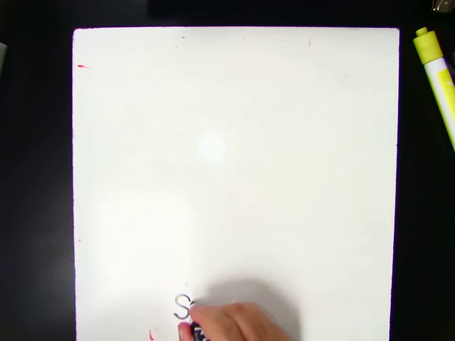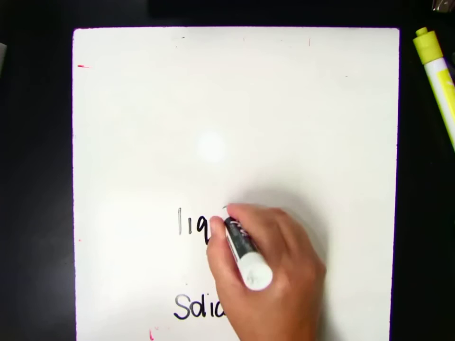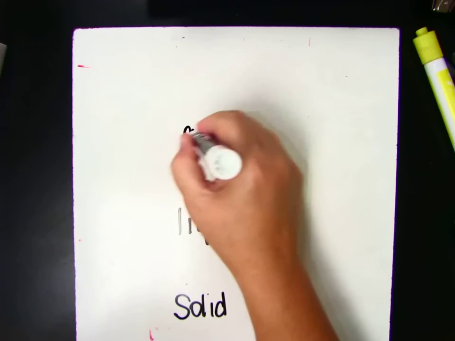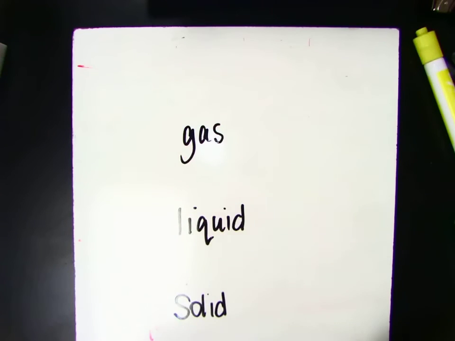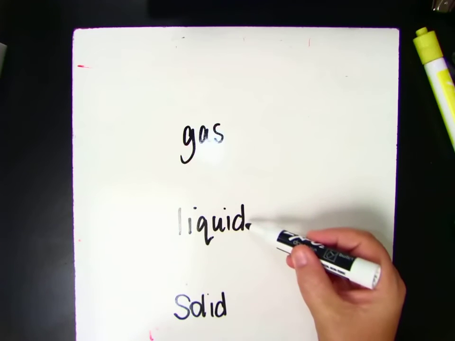Okay, so we know that matter has three states. We have solid, we have liquid, and we have gas. And in order to change the state of matter, we must change the temperature. So in order to go from a solid to a liquid, we have to change the temperature.